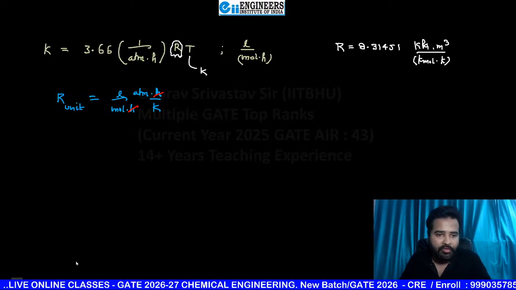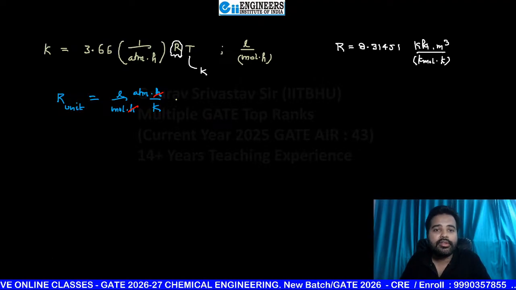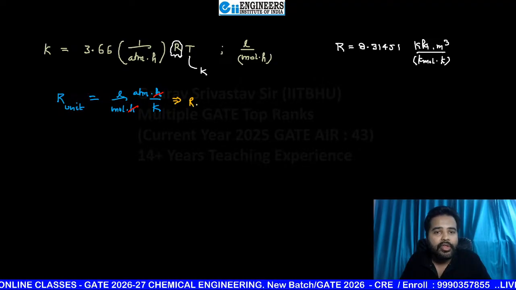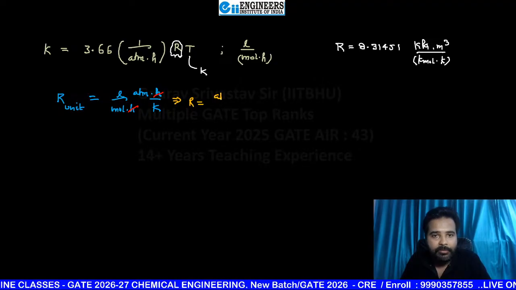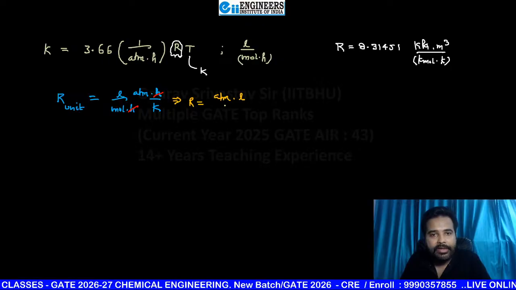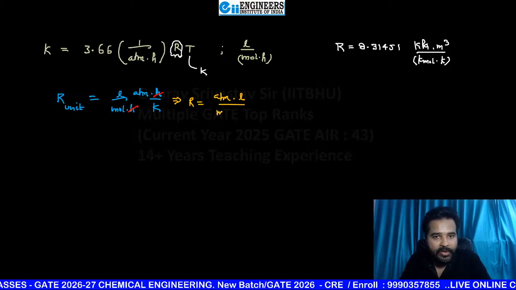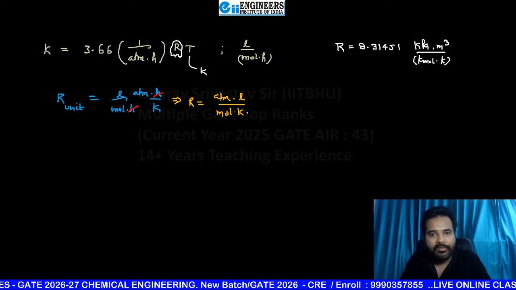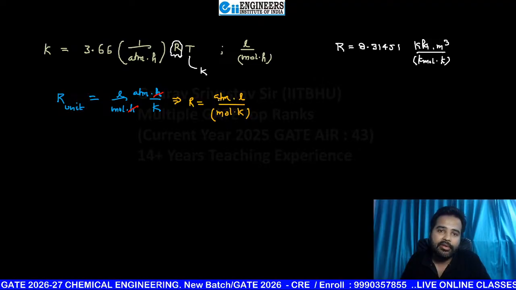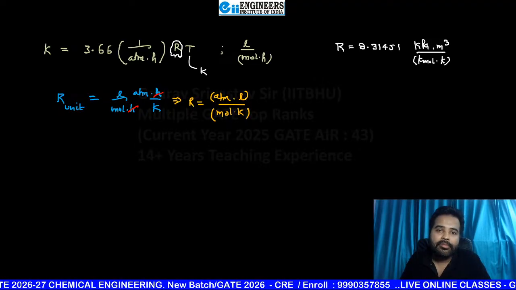That means the unit we want for the value of R is atm liter per mole per Kelvin. I hope everyone is crystal clear. Okay.